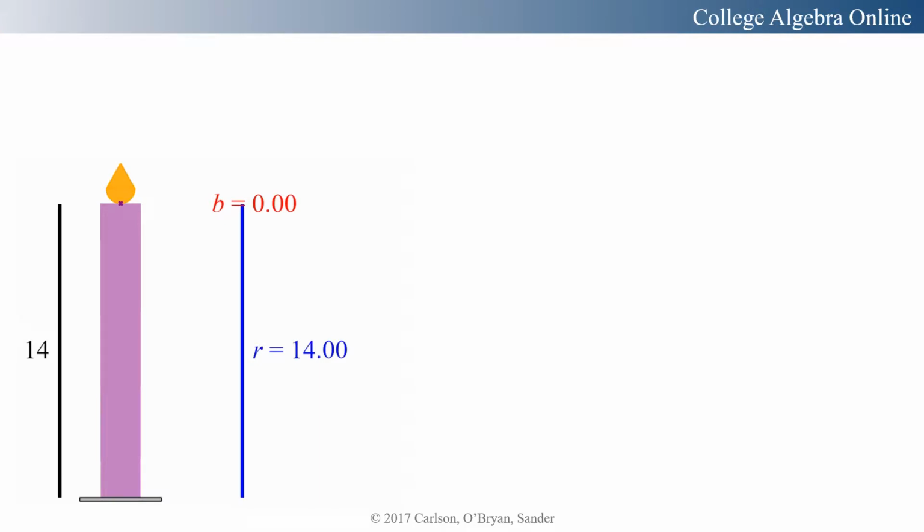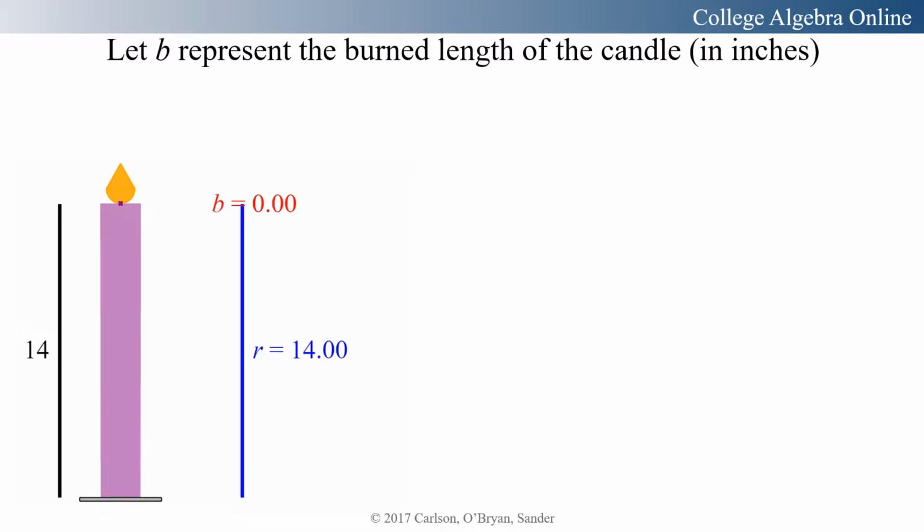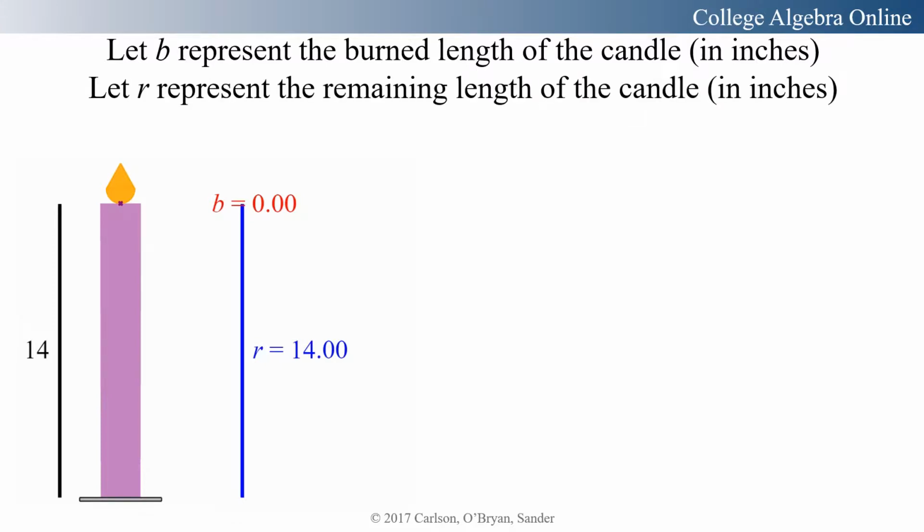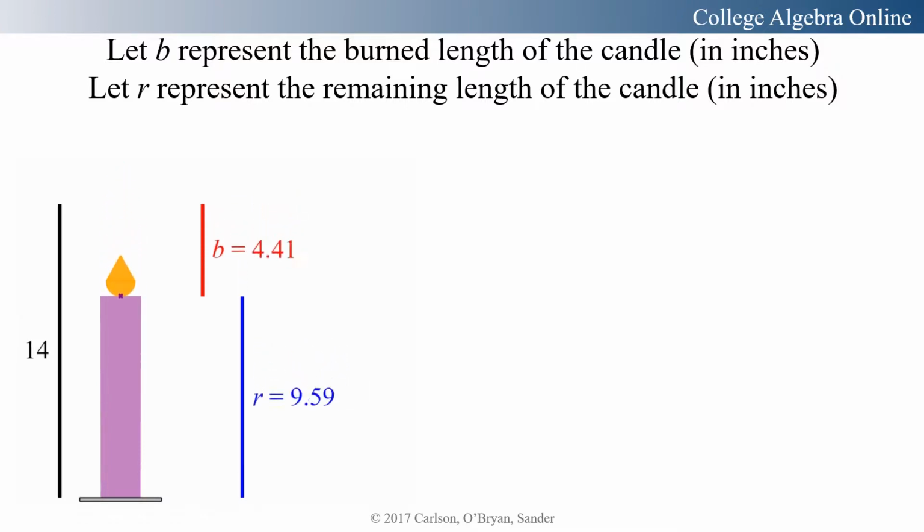Recall the candle burning context, where a 14-inch candle is lit and steadily burns until it is burned out. We will let the variable b represent the burned length of the candle in inches, and we will let the variable r represent the remaining length of the candle in inches. As the candle burns, the values of b and r vary.